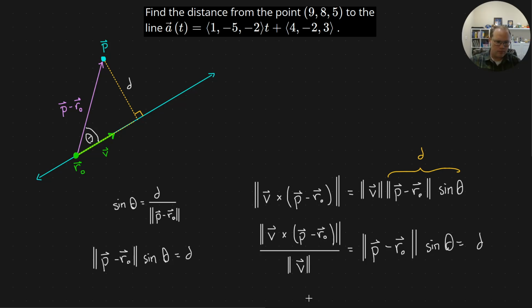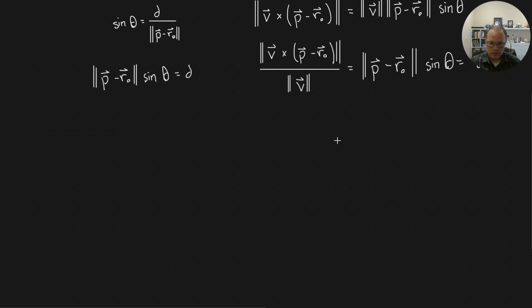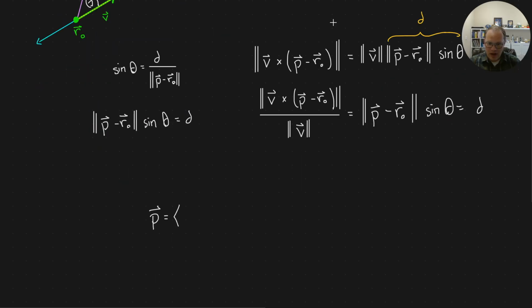Okay. So we know our strategy now. Let's plug in our actual points and do it for this particular problem. So point P would be 9, 8, 5. Vector V is 1, -5, -2, and R naught is 4, -2, 3. So point P as a vector, 9, 8, 5.